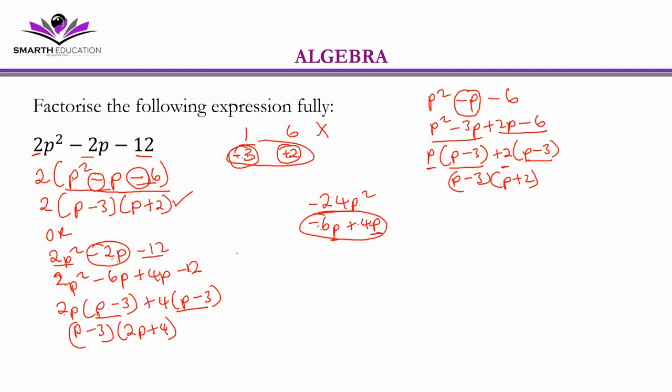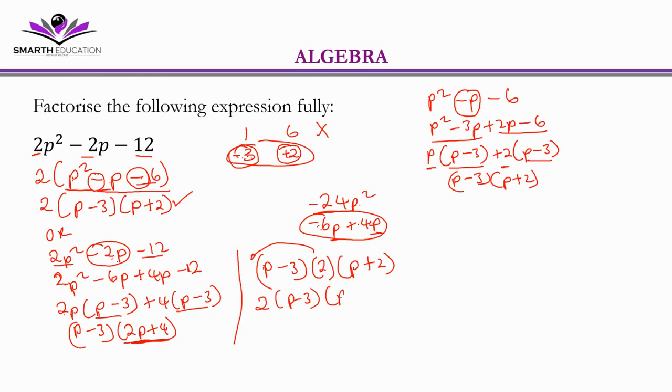But if you check here, 2p plus 4 can be factorized further because 2 is a common factor here. So we have p minus 3. Then let's factor out 2 here, for these two. Then it becomes p plus 2. Then we can even bring this to this side. Remember, multiplication is commutative. So it's 2, and then we have p minus 3, and then p plus 2. Okay, that's another way of doing it.